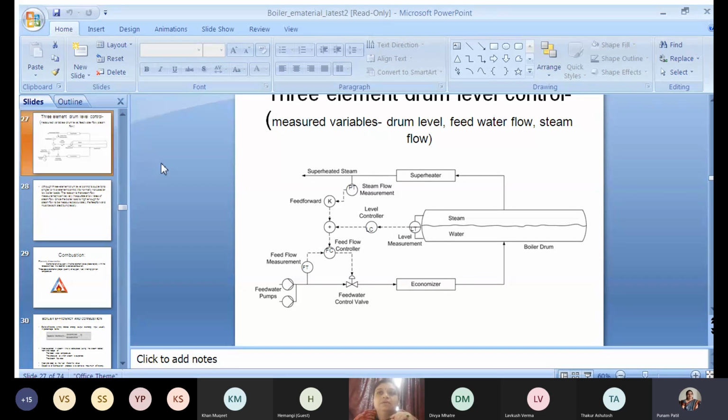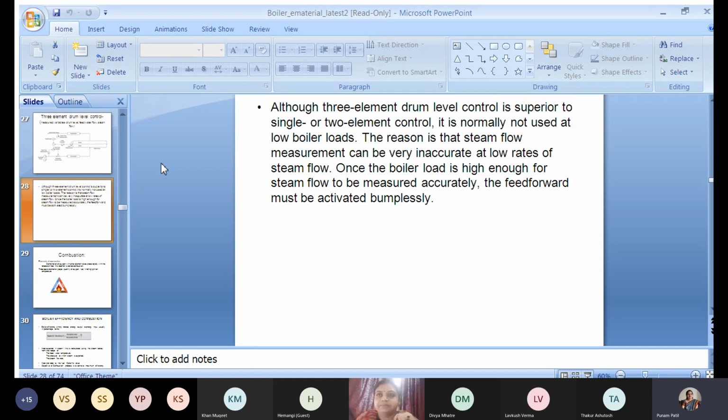As the demand is considered by using the steam flow measurement, this control scheme, the three element drum level control scheme, is beneficial to reduce shrink and swell effect, because it is related with the load change only, and this scheme is also considering the load changes. That's why three element drum level control is the efficient one to reduce the effect of shrink and swell.